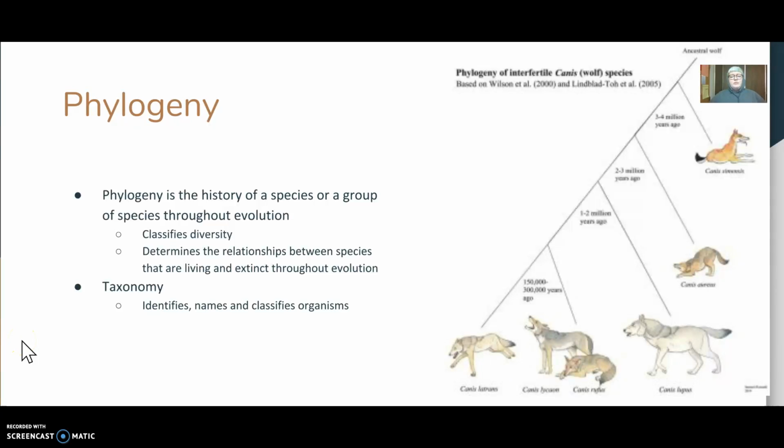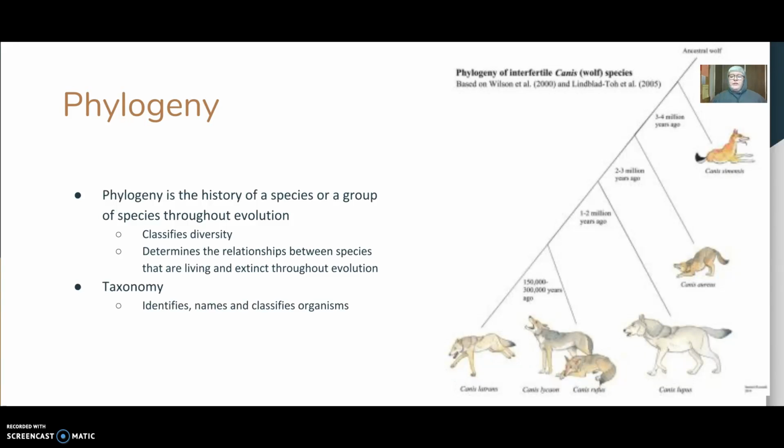Phylogeny is a history of a species or a group of species throughout evolution, and this classifies diversity and also determines the relationships between species that are living and extinct throughout evolution. And taxonomy identifies, names, and classifies organisms.